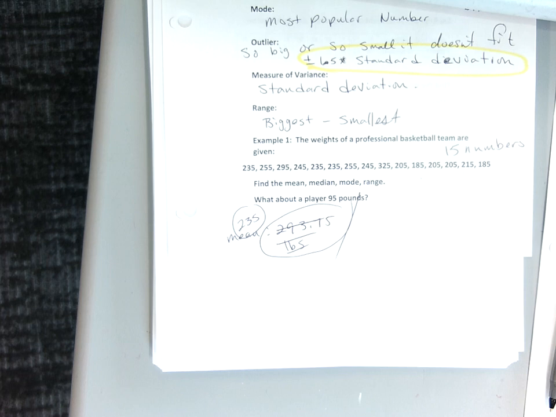235. 235, okay, and then what? 245. 245, okay, then what? 255. 255, okay, then what? 295. Wait, we missed 225, guys. Is there 225? Where? Well, there's a 225. That's a 325. Oh, wait, no, that's a 325. 225. Okay, what's next? What's after 225? 255, 295. 295?